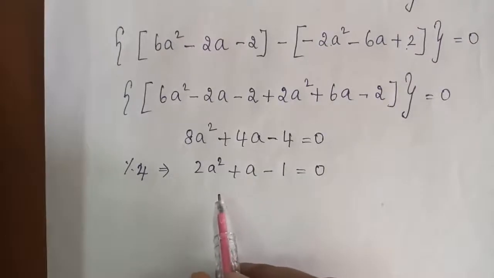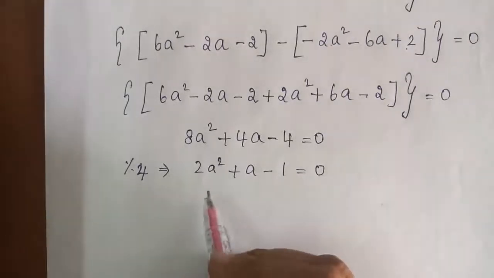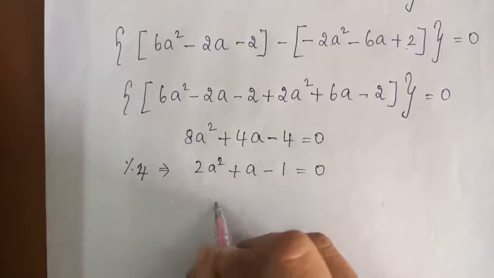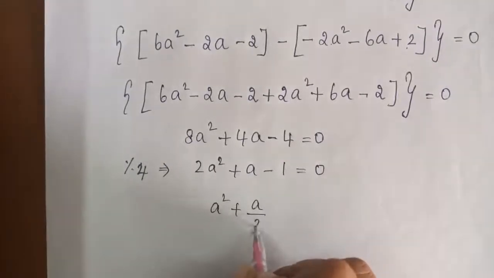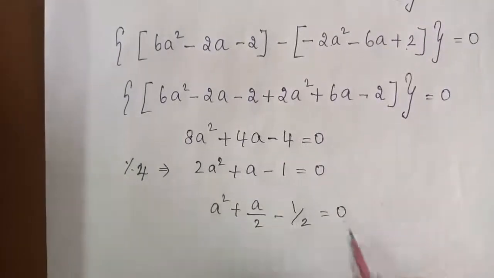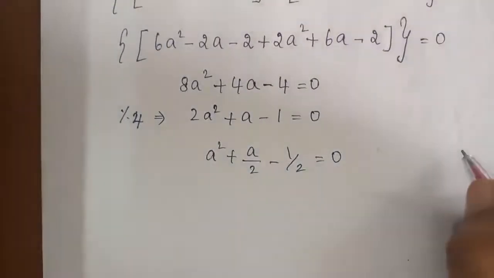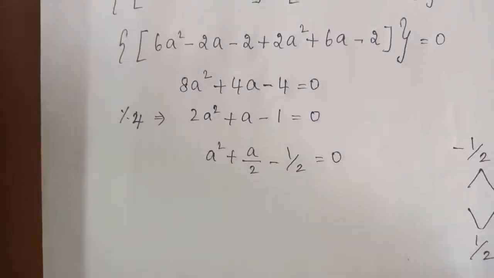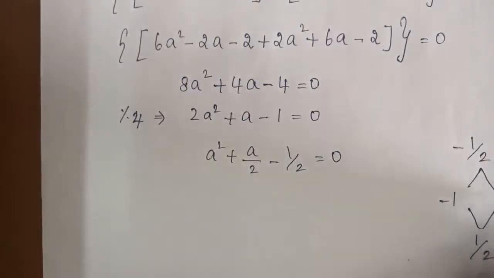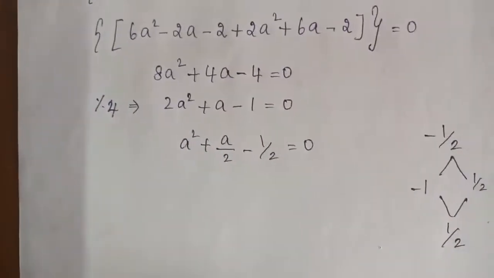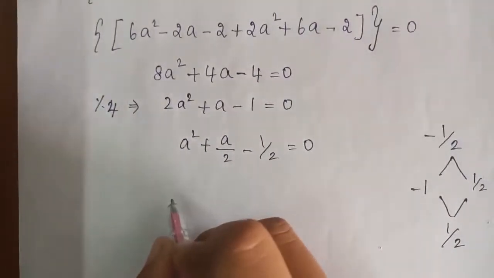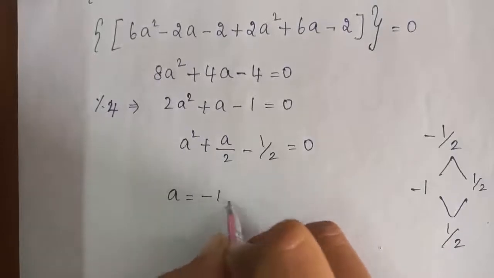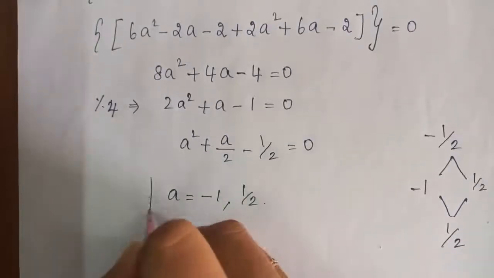The next step is you have to find the roots of the equation. So throughout divide by 2: a square plus a by 2 minus 1 by 2 is equal to 0. The product of roots is minus 1 by 2 and the sum of roots is 1 by 2. If you add these 2, you get 1 by 2. If you multiply these 2, you get minus 1 by 2. Therefore the roots are a is equal to minus 1, comma, 1 by 2.